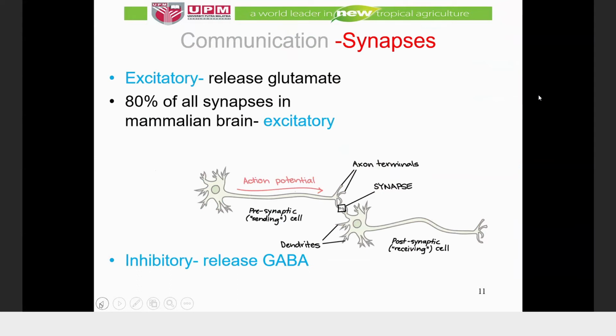Okay, communication. So we are talking about communication, right? The excitatory synapses release glutamate, which I just mentioned: 80% of all synapses in the mammalian brain are excitatory, and inhibitory GABA synapses are 20%.